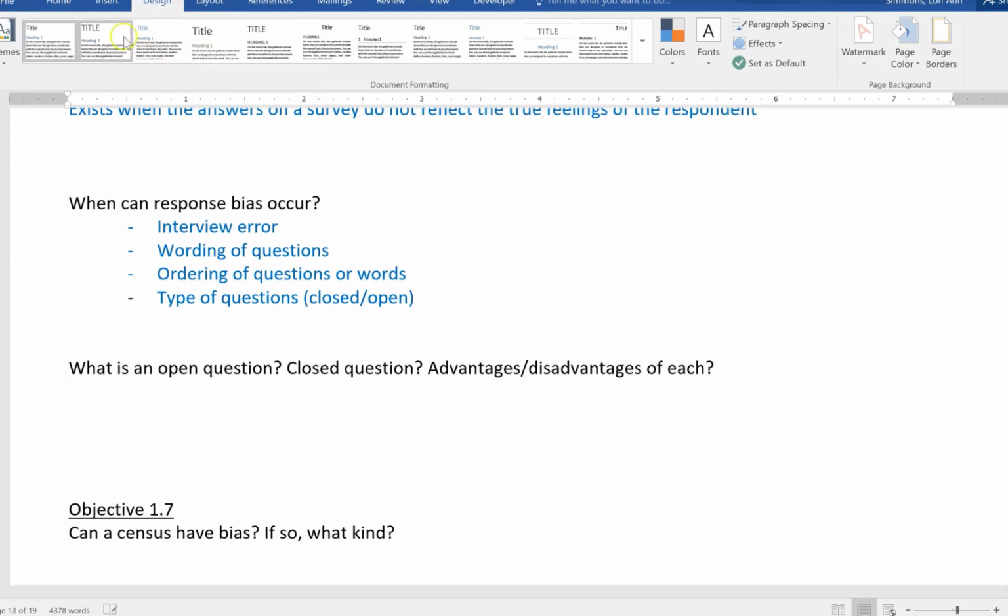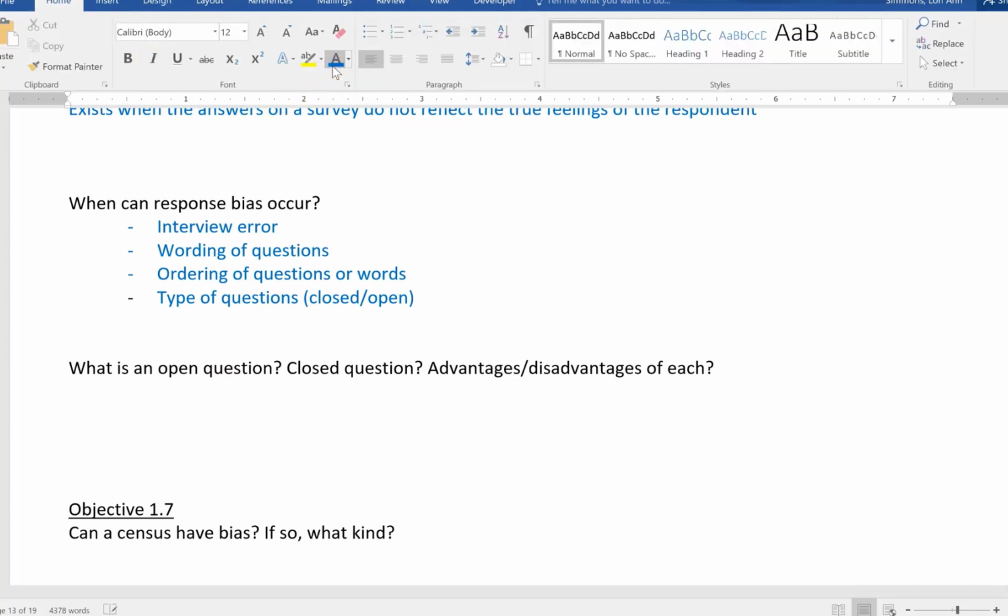So what is an open question? An open question allows for free response. You get a wide array of responses. So a disadvantage of this would be that it is hard to analyze if we have all these different responses, but then a benefit would be that the respondent can say exactly how they feel.